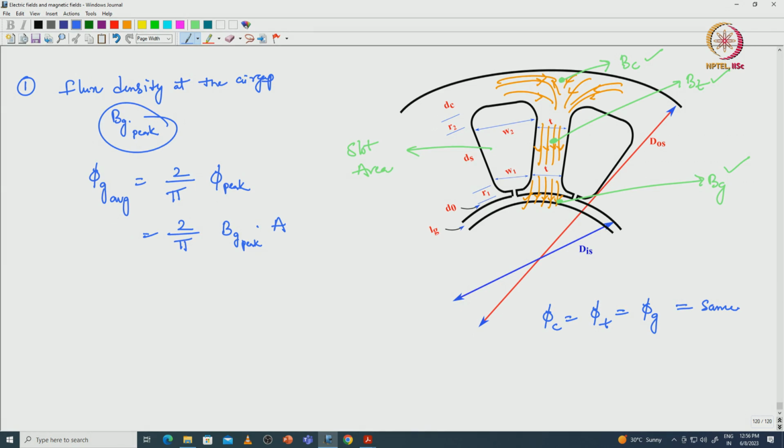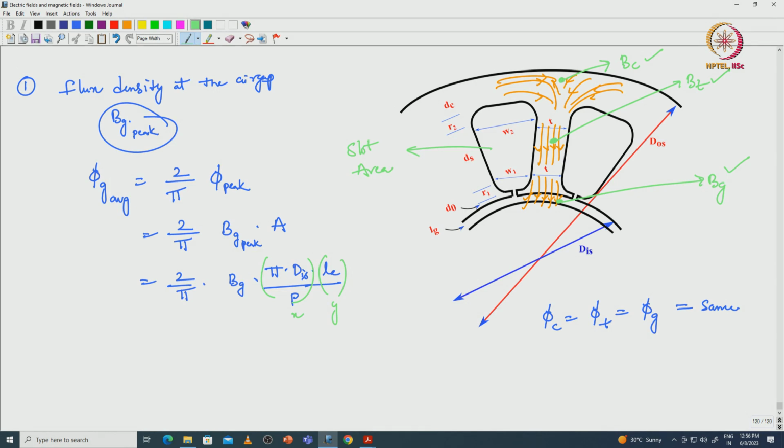Okay. Area A is nothing but the area of cross section with respect to that particular flux lines. Here area is nothing but Bg peak value into pi d is into Le by P. This part is with respect to the x and this part is with respect to the y. X into y we can get the area with respect to the cross sectional area for air gap flux.